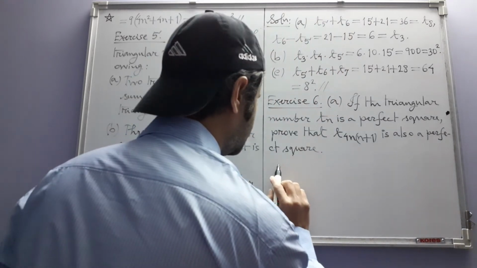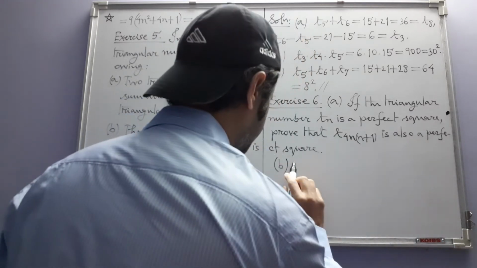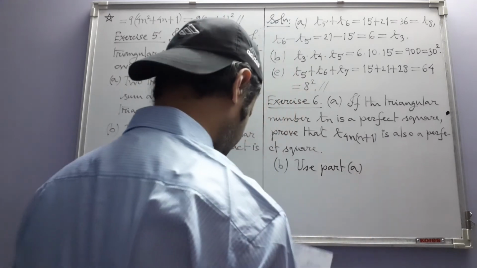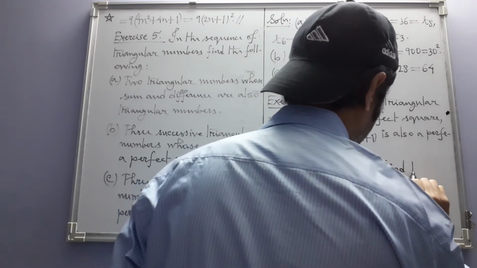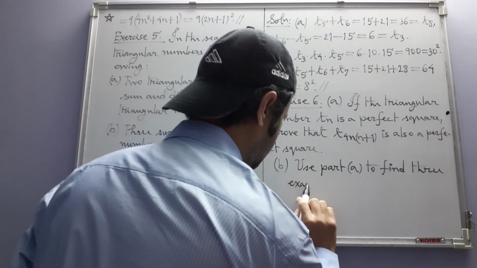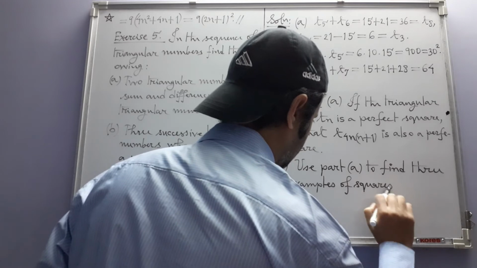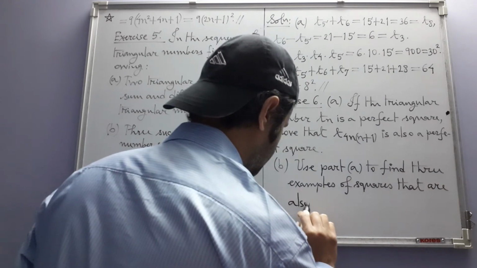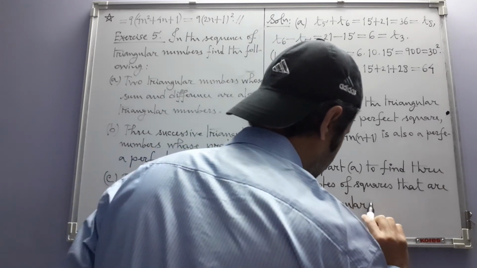Is also a perfect square. So this is part A. Then part B, use part A to find three examples of squares that are also triangular numbers.